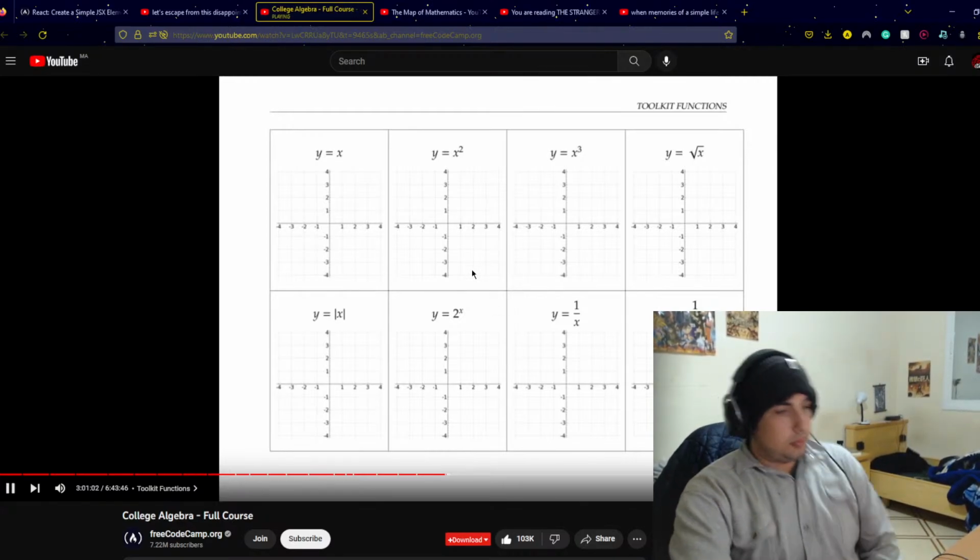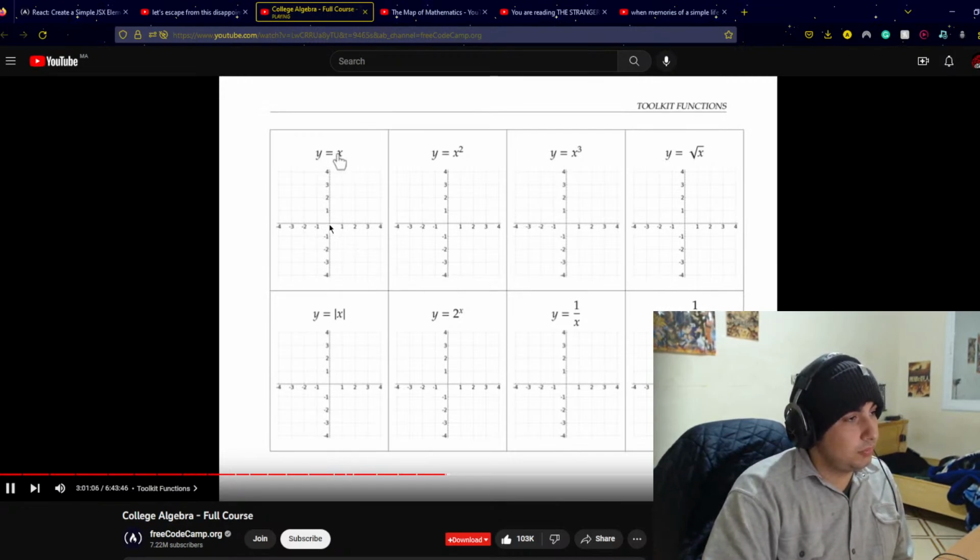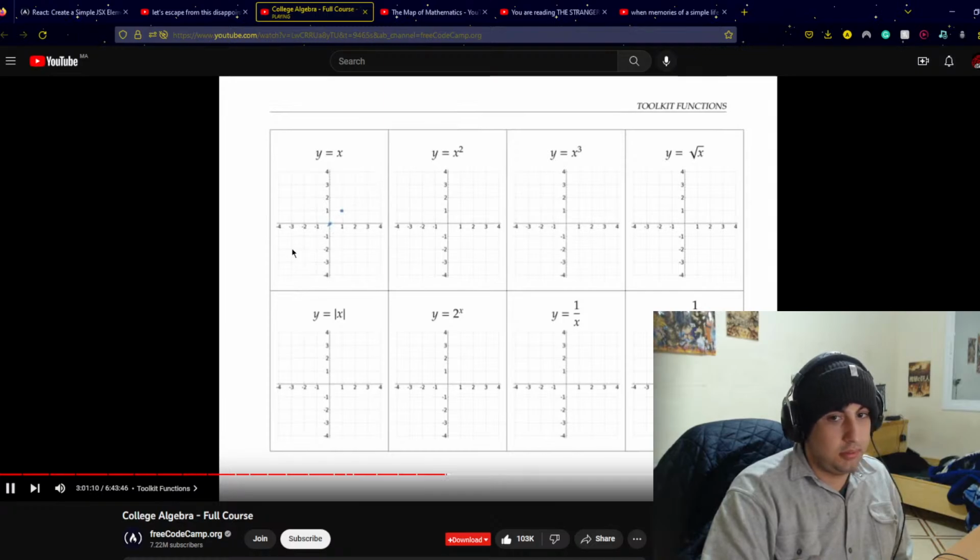x. Let's plot a few points on the graph of this function. If x is 0, y is 0. If x is 1, y is 1, from here to here, and so on.